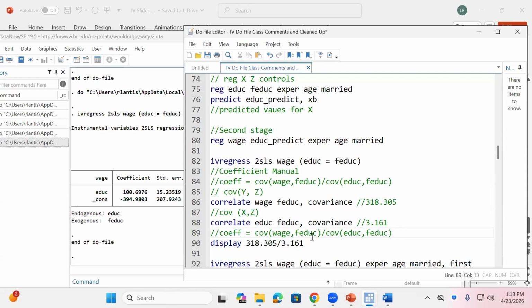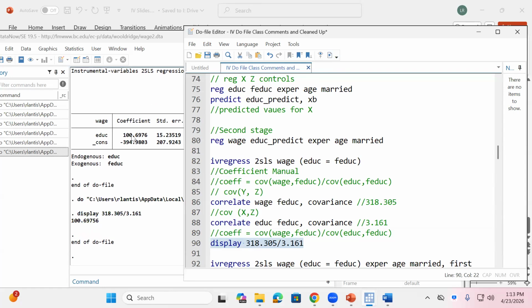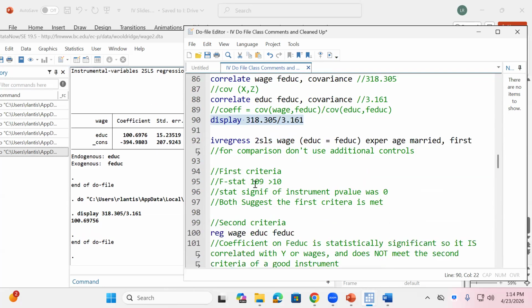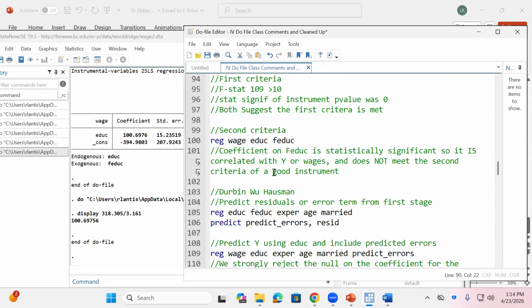We said we don't have to reproduce that. I should get the exact same value as I did right here. So that supports that what I was telling you is true. And then I could also use that first stage. We already had that before. We talked through these criteria, why they might be met. So the next thing that we want to look at is, do I actually even need this instrument?